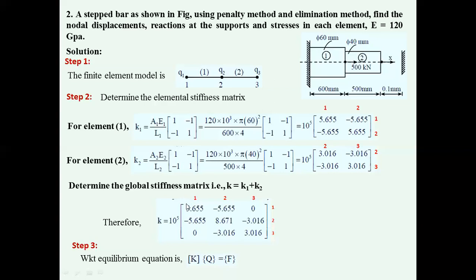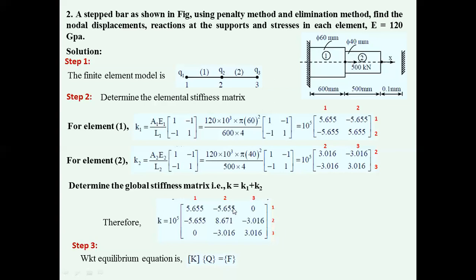So here the term is K11. So go for 1 cross 1. Here we have 5.655. Here we don't have 1 cross 1. You write that number 5.655. Go to 2 cross 1. So 2 cross 1 is minus 5.655. Here we don't have 2 cross 1, so write this number over here. 3 cross 1: we don't have 3 cross 1 here, and here also we don't have. You write it as 0.